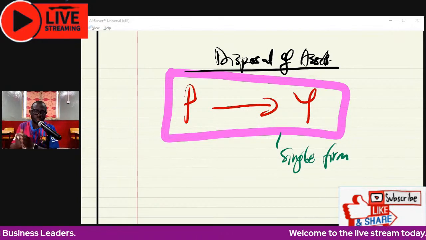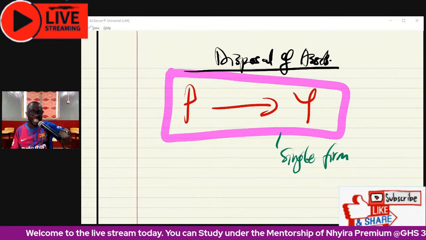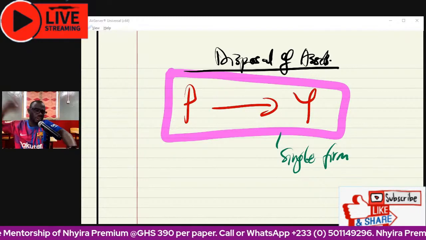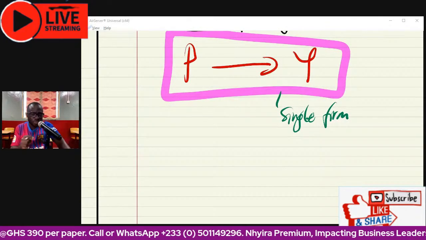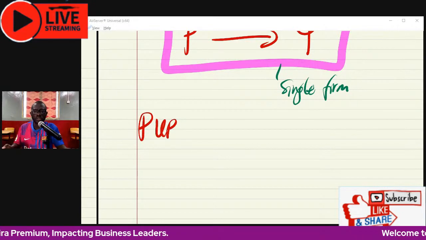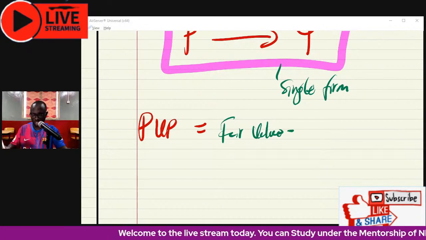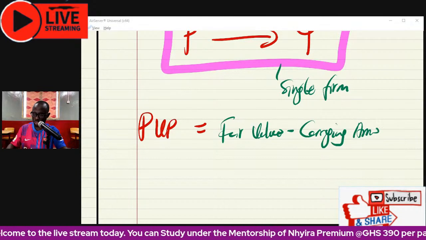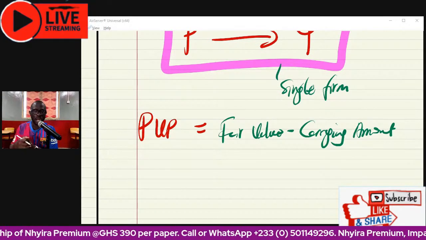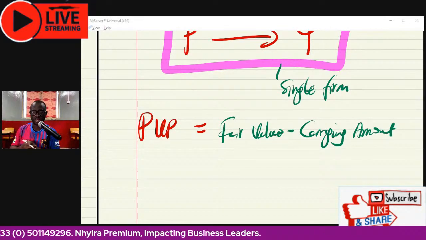Since P and Y are treated as a single firm, it means that when P sells an asset to Y, on the group level, the asset is still being used by the group. For that reason, anytime there is disposal of an asset, there has to be provision for unrealized profit. The provision for unrealized profit here is simply the fair value at which the asset was sold minus the carrying amount at which the asset was before it was sold. Note that provision for unrealized profit can be a loss in the case of disposal of assets. So if the entity selling it made a loss, then we have to adjust it in the financial statement.